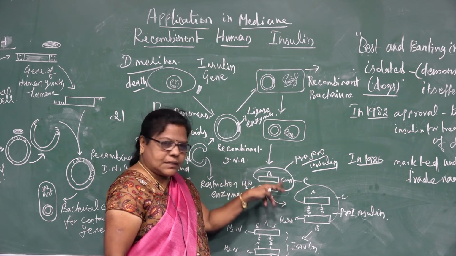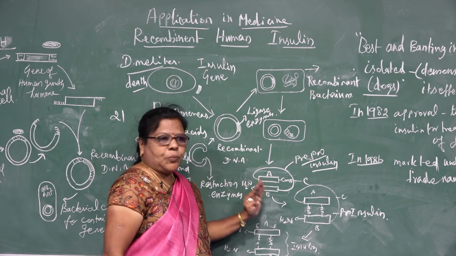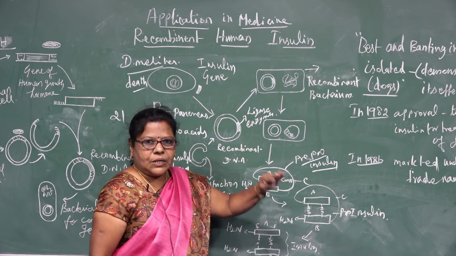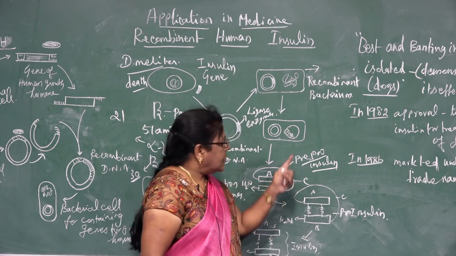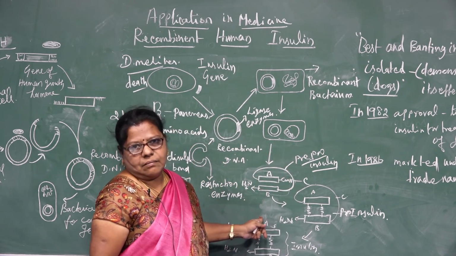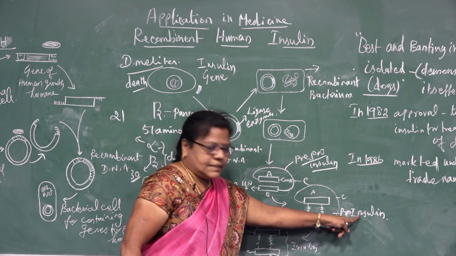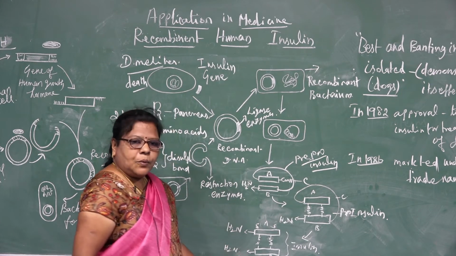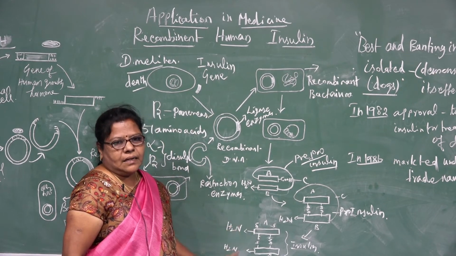These both segments are connected by the C chain. Then this pre-proinsulin is converted into another structure, called proinsulin. This pre-proinsulin is only the precursor of the insulin. Then the proinsulin loses the C chain and forms the pure insulin. This pure insulin has two chains, A chain and B chain.